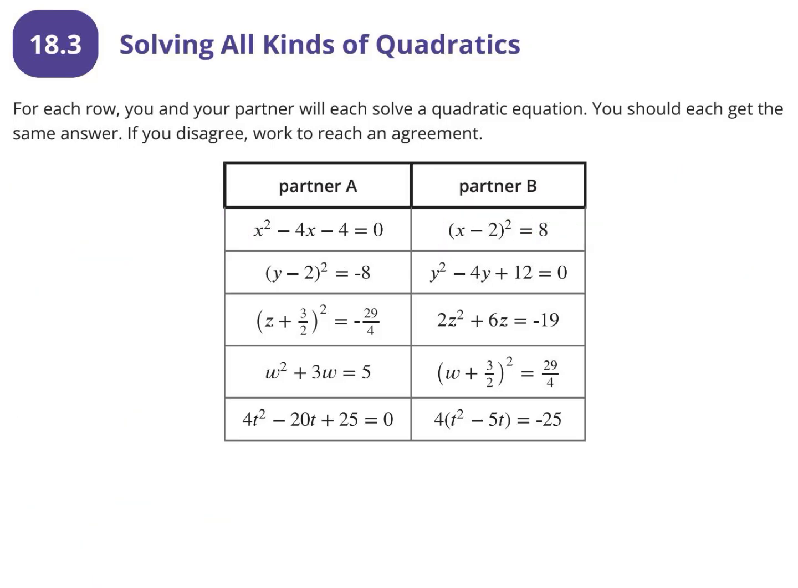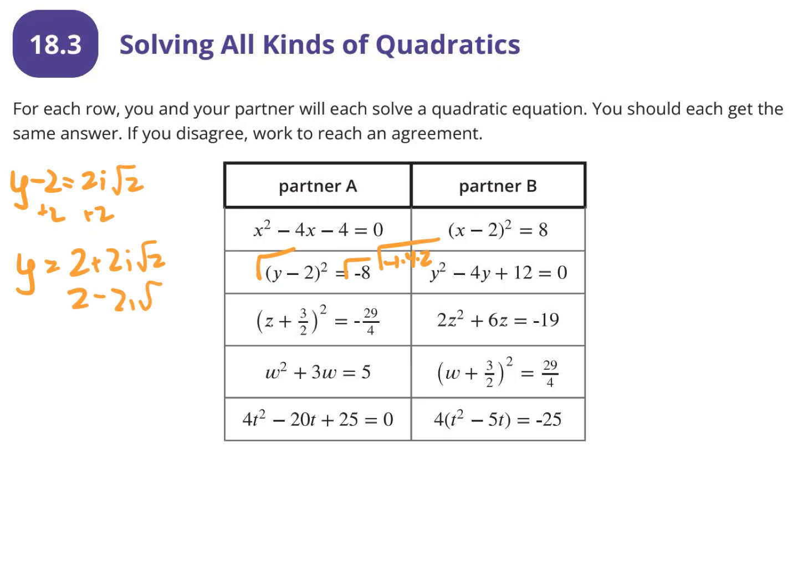Okay, so for the second row, I'm going to square root both sides. Separate the -8 as -1 times 4 times 2. So y minus 2 is equal to plus or minus, the square root of 4 is 2, the square root of -1 is i, root 2. Oh, this is the same as the one above. Okay, add 2 to both sides. I get y is equal to 2 plus 2i root 2 and 2 minus 2i root 2.